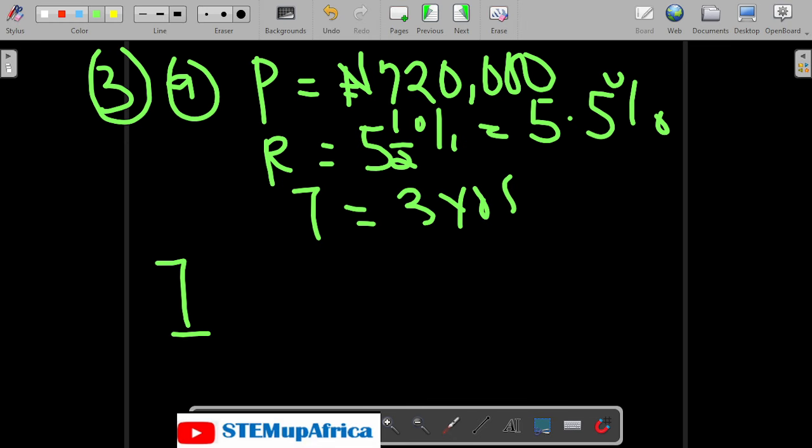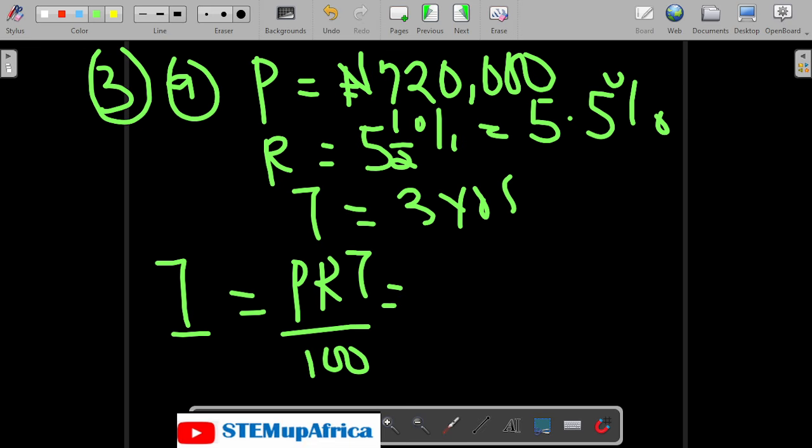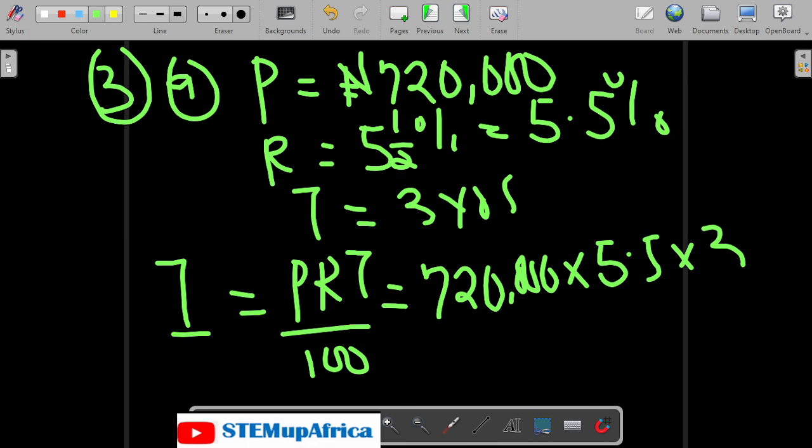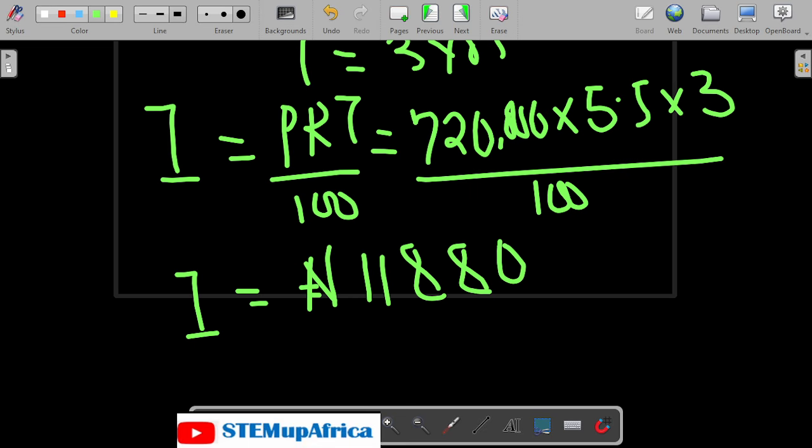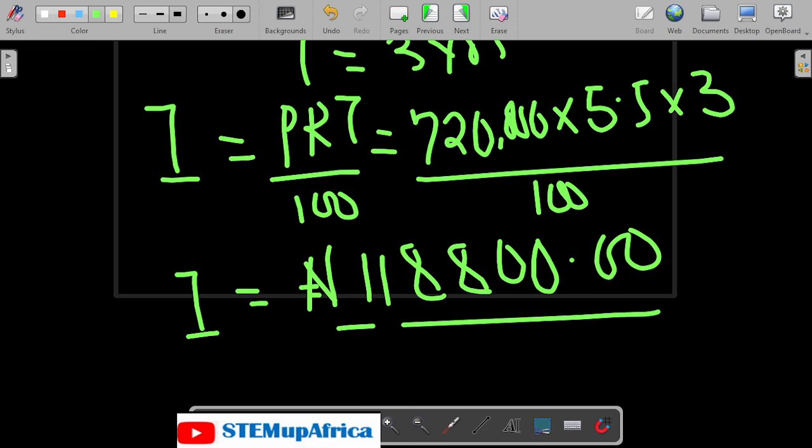So we know that interest is principal times rate times time over 100, which is 720,000 times the rate 5.5 times the time 3, divided by 100. So multiply and divide. The interest will give us 11,880.00. This is now the interest after 3 years.